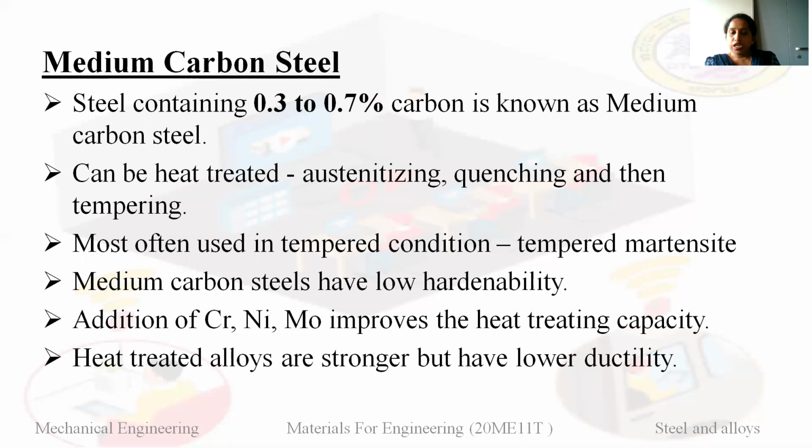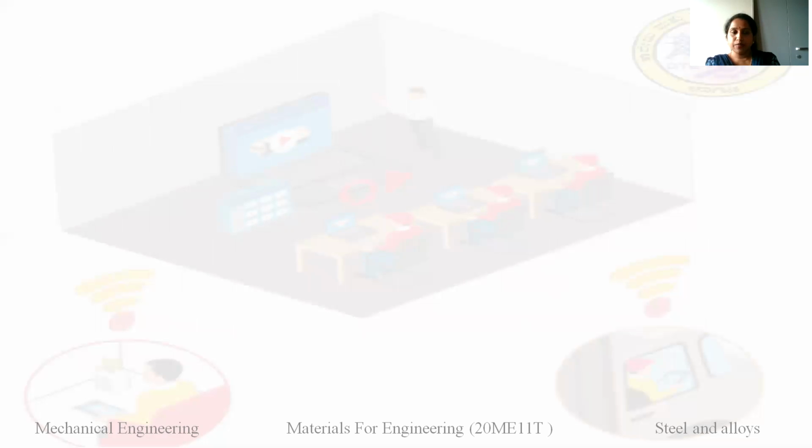That means for medium carbon steel, the heat treatment is mainly made to improve the material property of the metal. When it is heat treated, it becomes stronger, but it lowers the ductility. We have already said that ductility is the property of a material by virtue of which it can be drawn into wires, that is, under tensile force it can be drawn into a wire. So that ductility will be lowered when it is heat treated.